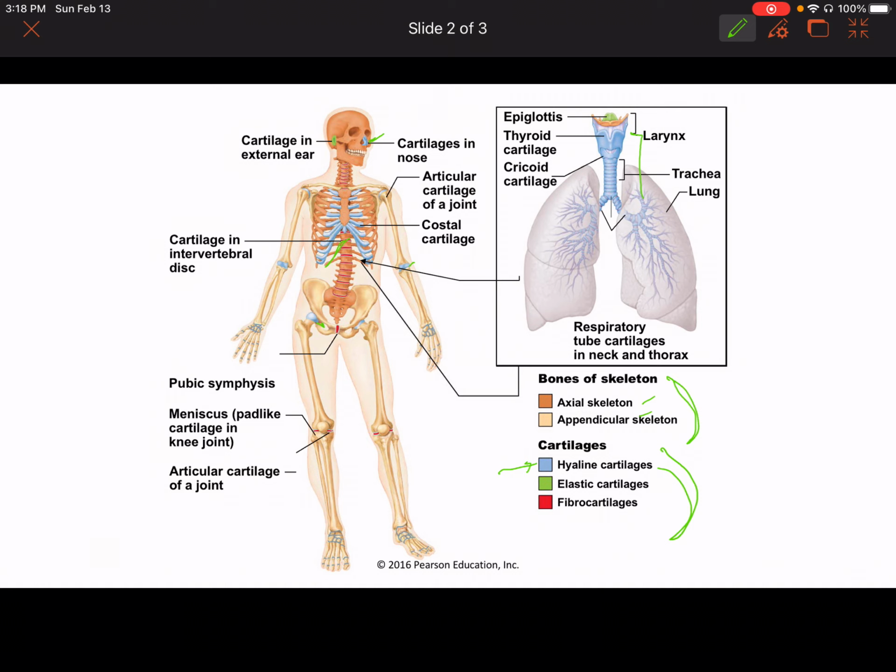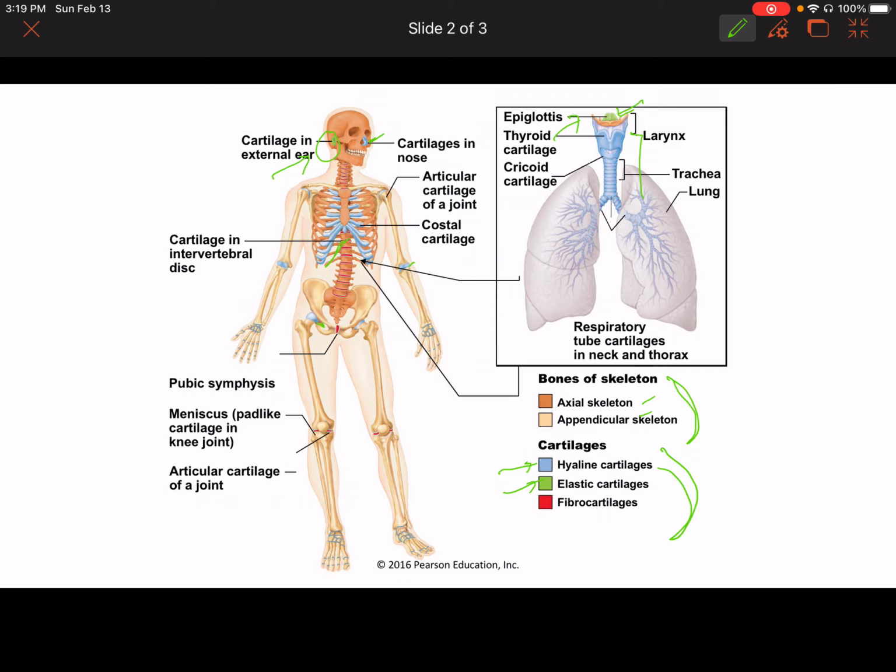Okay, so elastic cartilages are similar to hyaline cartilages in that they are structural. However, there's some in the ear, for example, and then up here the epiglottis as well, but they have a greater degree of flexibility. So think of elastic cartilage as being that bendable part of your ear, or your epiglottis, which is going to be flexible, keeping all the food going down one pipe and the air going down the other pipe.